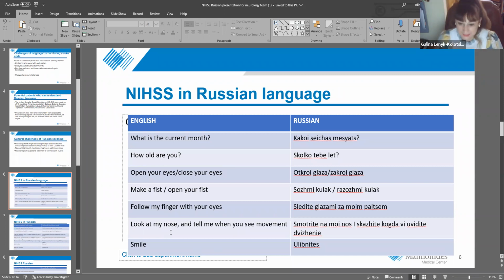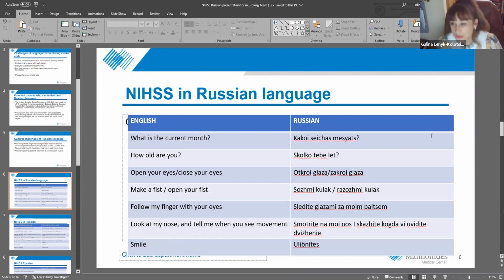So it's a challenging one, but смотрите на мой нос. So you're saying, like, look at my nose. Смотрите на мой нос и скажите, когда вы увидите движение. Движение is a very tough word, but who wants to try it? Смотрите на мой нос. Скажите, когда вы увидите движение.